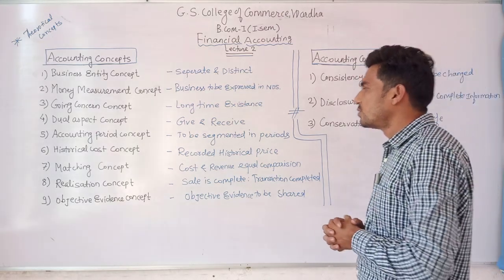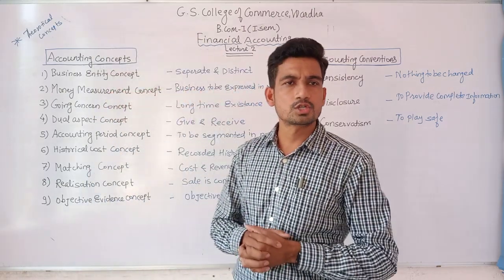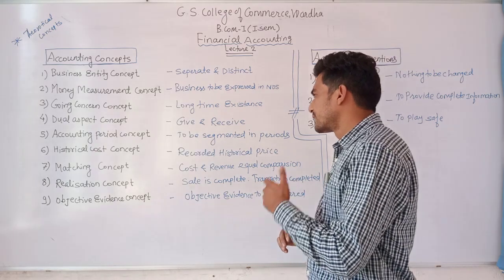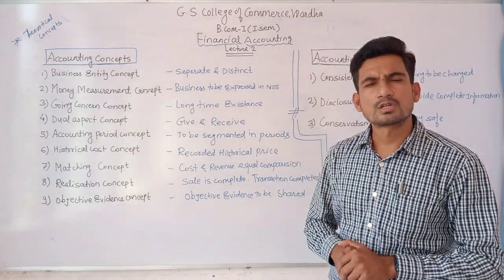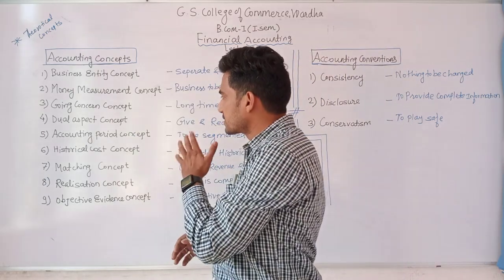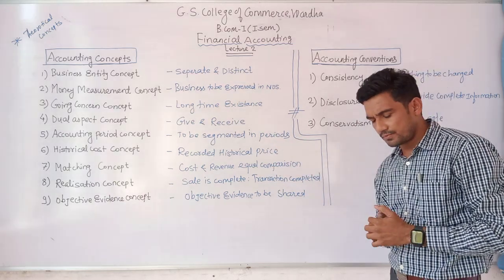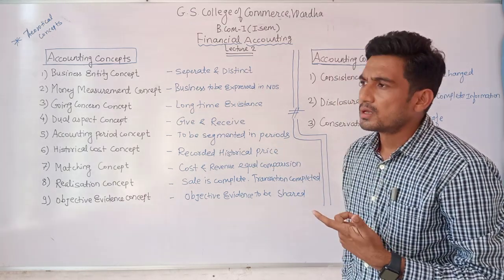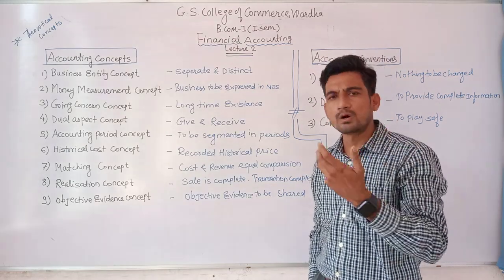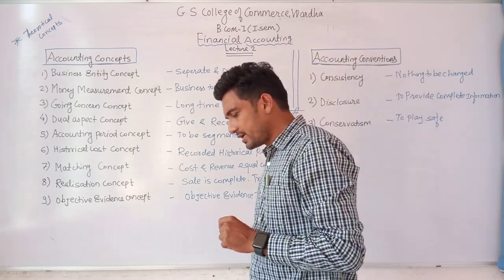The next one is the accounting period concept. As we know, there is an accounting year, the financial year. It starts from 1st April and ends on 31st March. The government is planning to change that financial year, but that is another matter. What we are discussing here is that under the accounting period concept, accounting is segmented into periods. When you prepare accounts and do an audit of those accounts, it should be segmented into different periods.